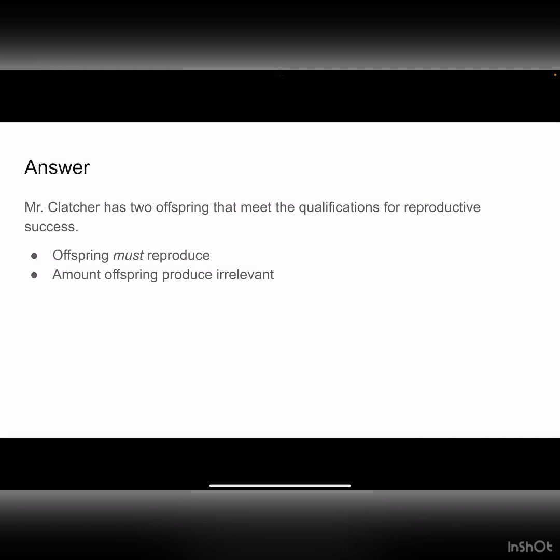Mr. Clatcher has 2 offspring that meet the qualifications for reproductive success. Remember, reproductive success is dependent on how many offspring can produce their own offspring. So while Mr. Clatcher has 3 kids, only 2 of them successfully reproduced. Since reproductive success only looks at how many direct offspring reproduced and not how many offspring those offspring reproduced, or in other words, it doesn't care about the number of grandkids and only cares about the number of children with children of their own, Mr. Clatcher's reproductive success wouldn't change if he had 20 grandkids or only 2. All that matters is that 2 of his kids had children of their own.